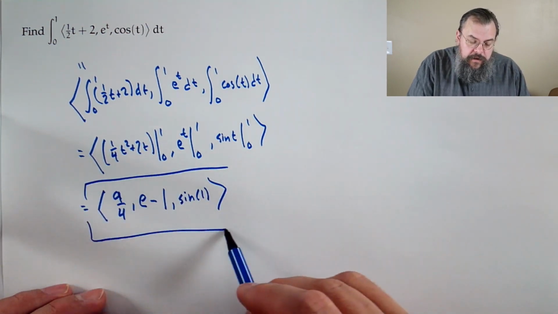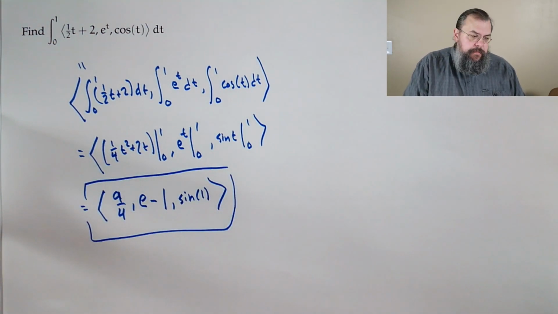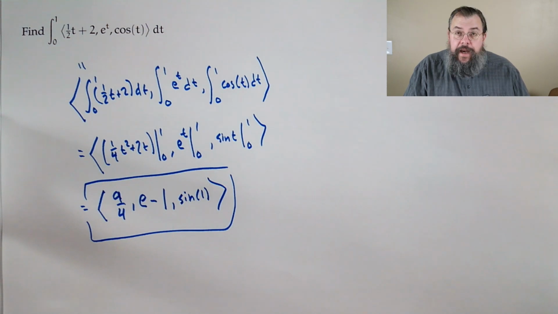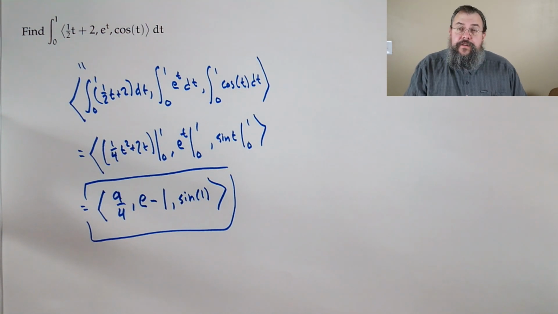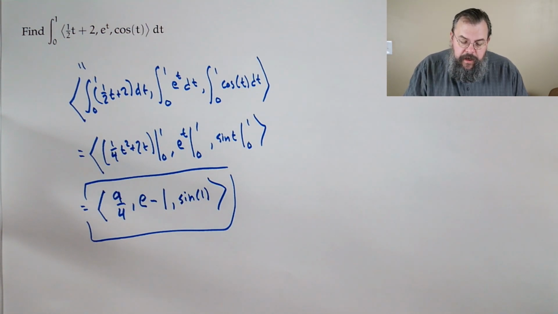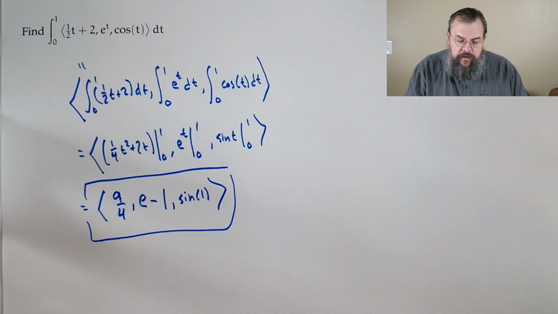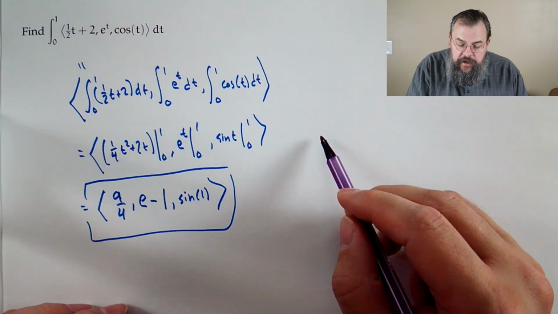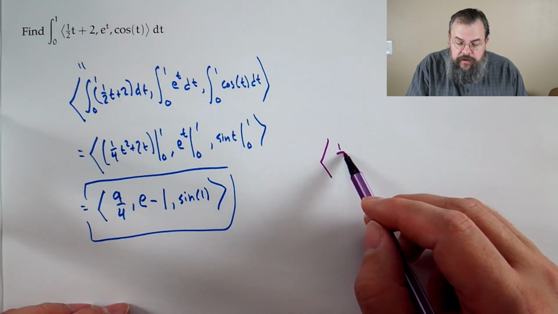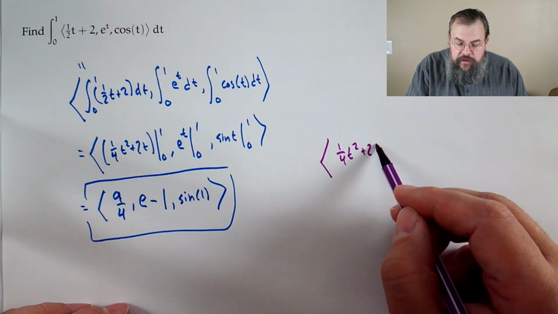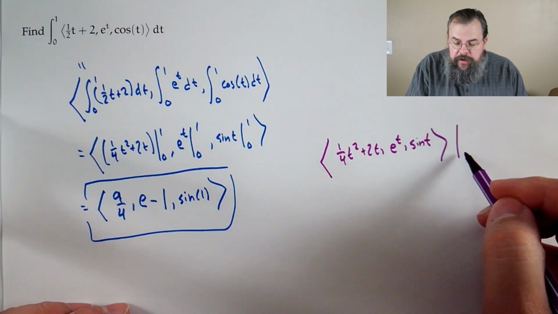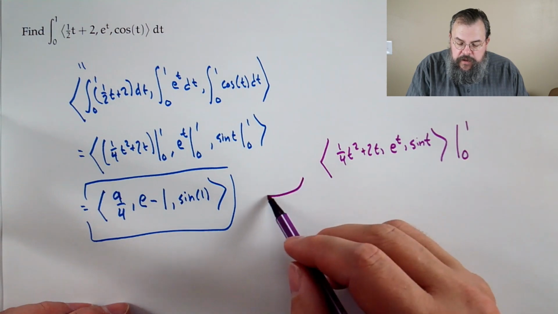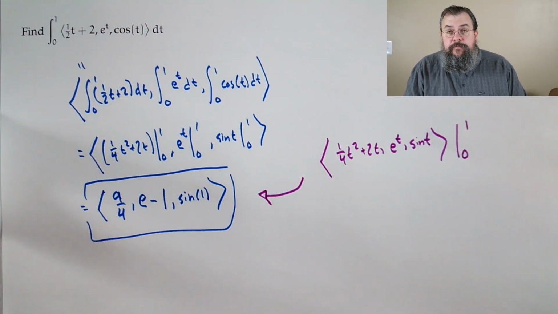And we're done. Now, you might be saying, well, hold on. Do we have to do it that way? In other words, do we have to really say what's happening in every individual entry? And the answer is no. You can certainly do the following. An alternative way to write it is to say, look, just do the antiderivative of every entry. So you could say 1/4 t squared plus 2t, e to the t, sine t, and then evaluate from 0 to 1. And then, of course, you still end up at the same place.